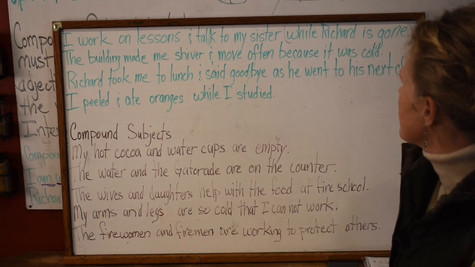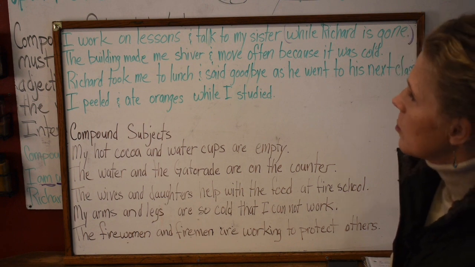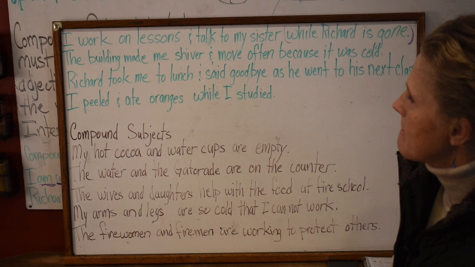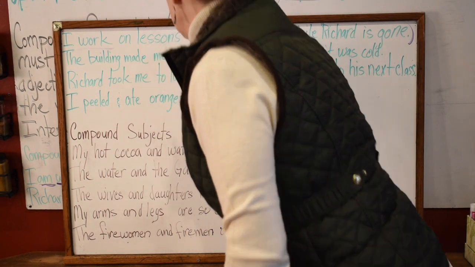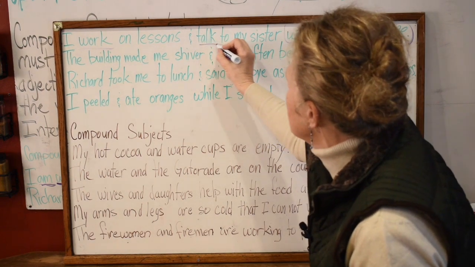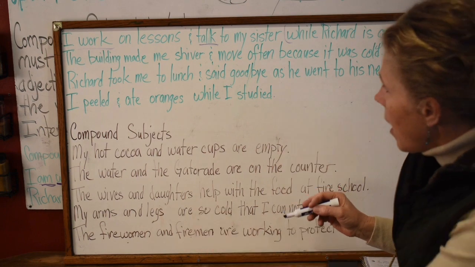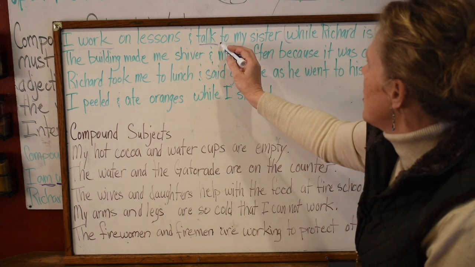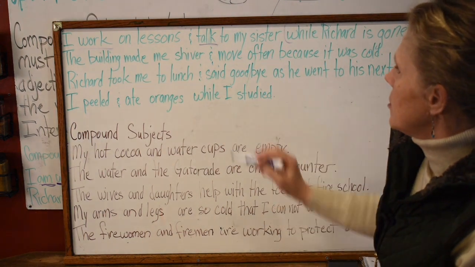All right. Where's your verbs? Where's your compound verbs? Work and talk. Right. So work and talk. They are describing the subject I. I work, I talk. And then you have prepositional phrases right here describing these verbs right here.